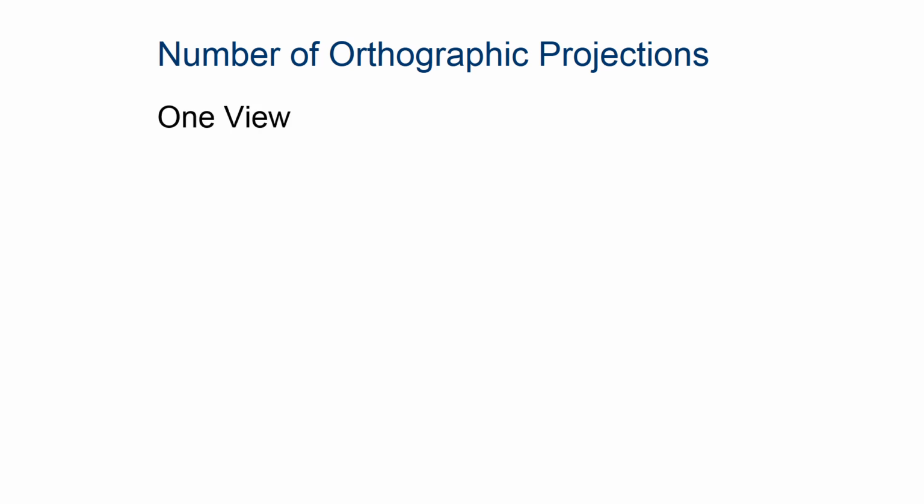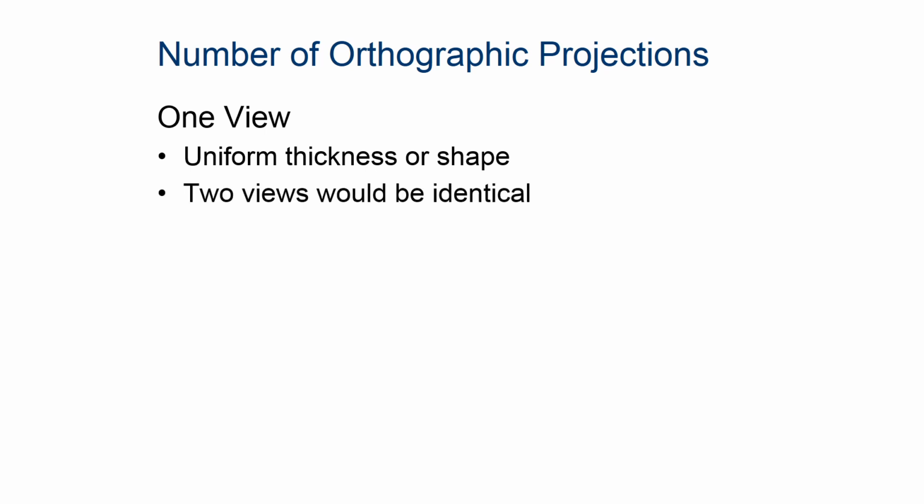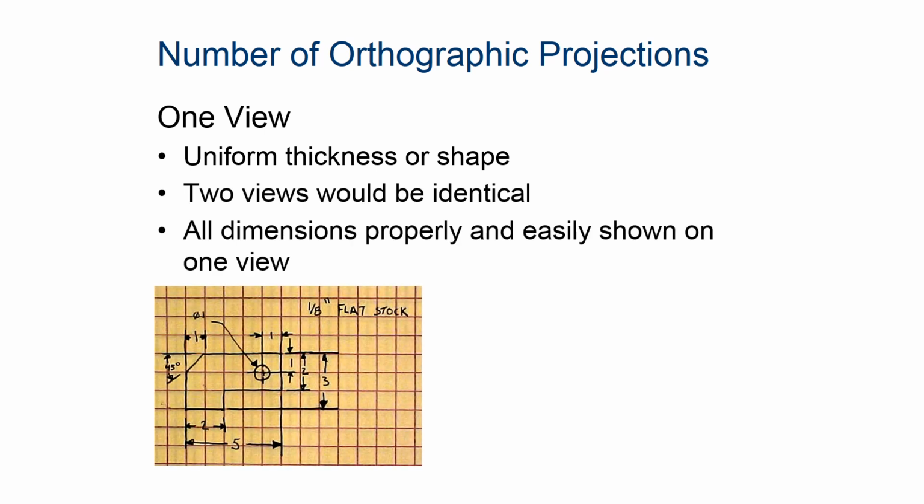One thing to consider is the number of orthographic projections. You don't always have to have 3, and the reality is it is best to have the fewest number possible because more drawings equals just more confusion sometimes. So if it's a uniform thickness or shape, you can give it 1 view. An example of this is where if you laid it out, it's a plate. You laid it out, all the views would be identical.